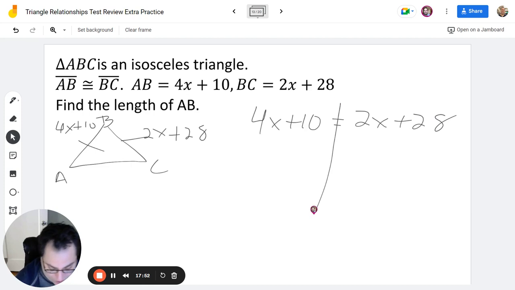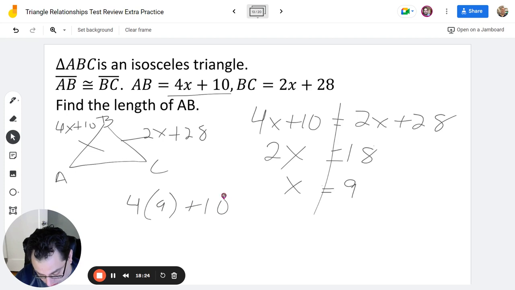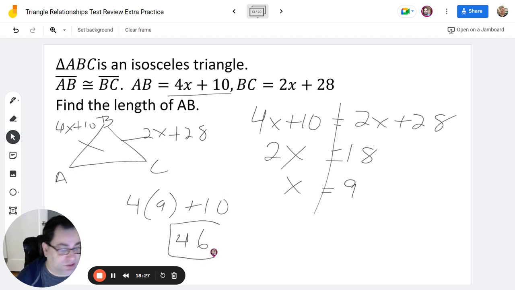All right. So once again, 4x minus 2x is 2x. 28 minus 10 is 18. And then x is equal to 9. And they want us to find the length of AB. AB is 4x plus 10, so 4 times 9 plus 10. 36 plus 10 is 46. And that's going to be the length of AB. Question number 14.